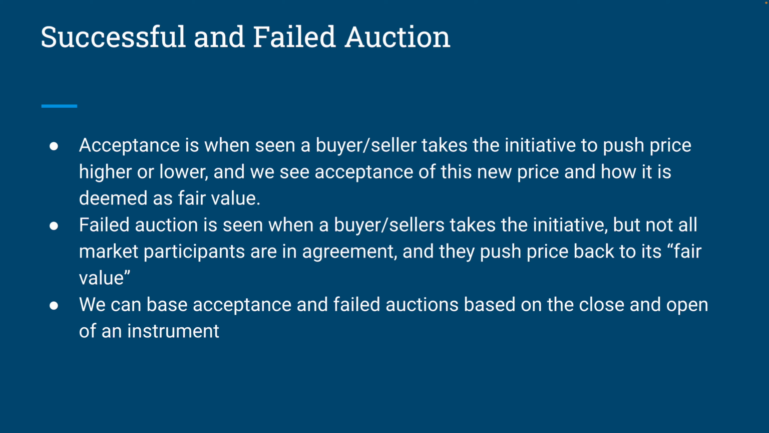Next up, this idea of a successful and failed auction. Acceptance is when a buyer or seller takes the initiative to push price higher or lower, and we see acceptance of this new price and how it is deemed as fair value. A failed auction is seen when a buyer or seller takes the initiative, but not all market participants are in agreement, and they push price back to its, quote-unquote, fair value. We can base the acceptance and failed auctions on the close and open of an instrument.